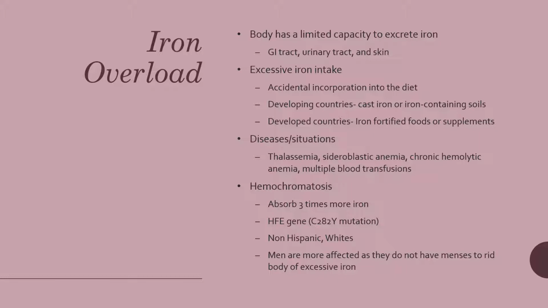Hemochromatosis is a genetic condition. There are actually 3 versions of hemochromatosis. People with this genetic background absorb about 3 times more iron than individuals who do not have that gene. The impact seems to be stronger on men because they do not have menses to help rid their body of this excess iron.